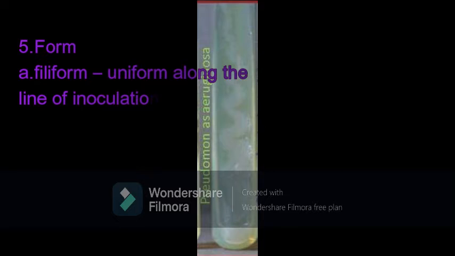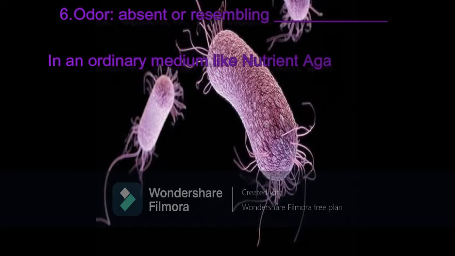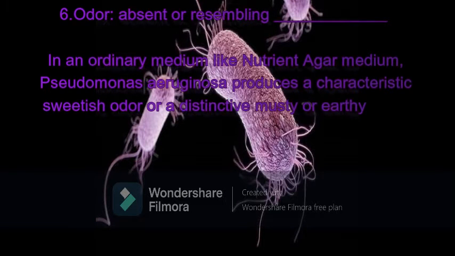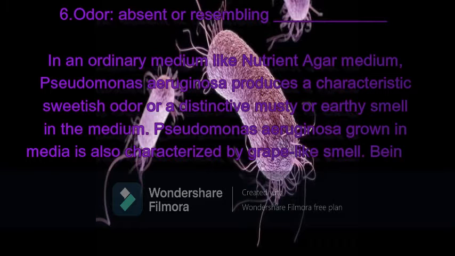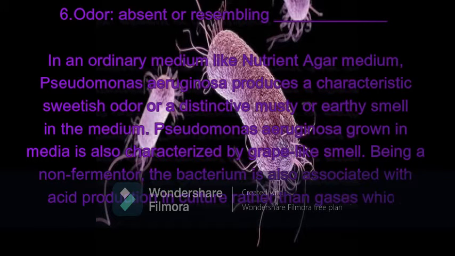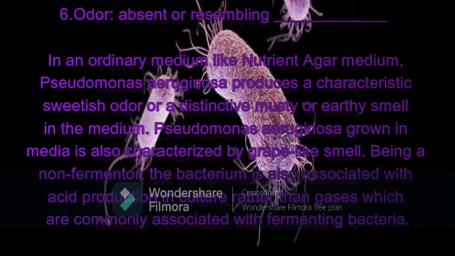And for the form of the P. aeruginosa. The form of the P. aeruginosa in a slant culture medium is filiform or uniform along the line of the inoculation. And for the odor, in an ordinary medium, the Pseudomonas aeruginosa produces a characteristic sweetish odor or a distinctive musty or earthy smell in the medium.